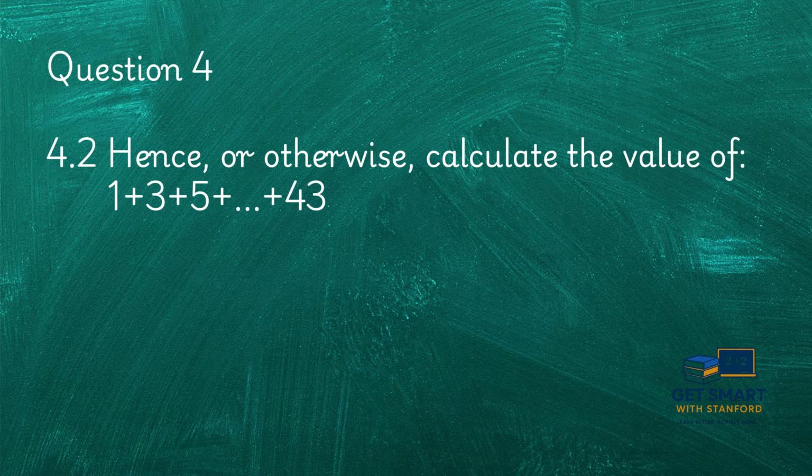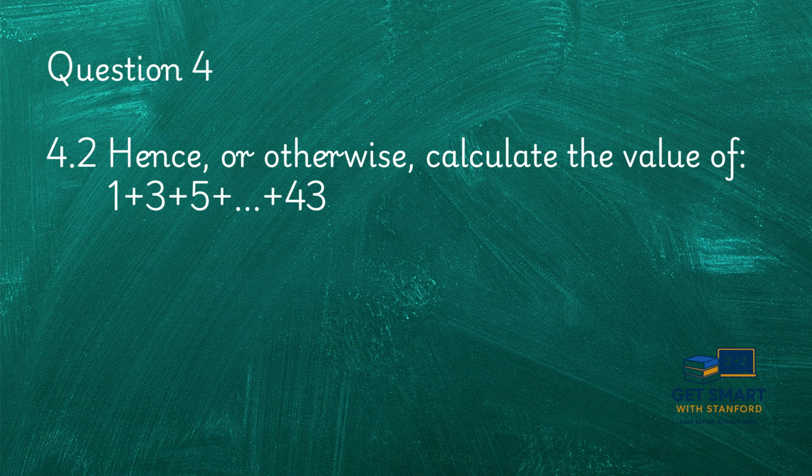Lastly, on 4.2, we have 1 plus 3 plus 5 plus all the way to 43. The first term here, if we look at it carefully, we'll see that it's 2 times 1, and 1 is subtracted from that answer. The second term is 2 times 2.